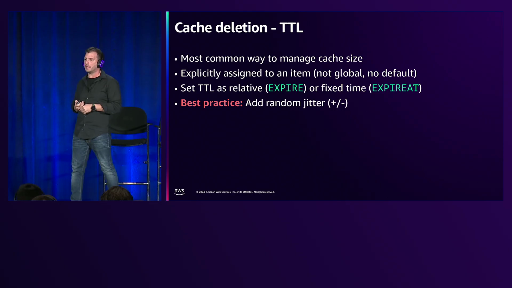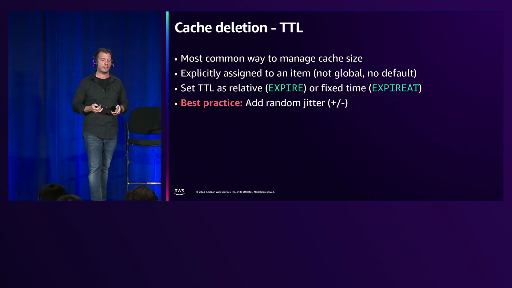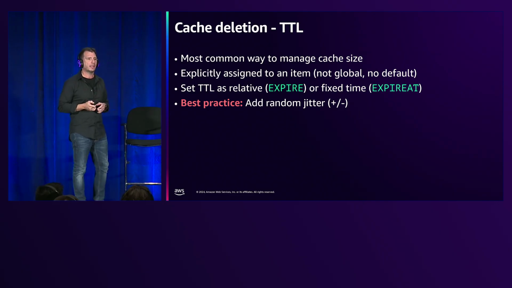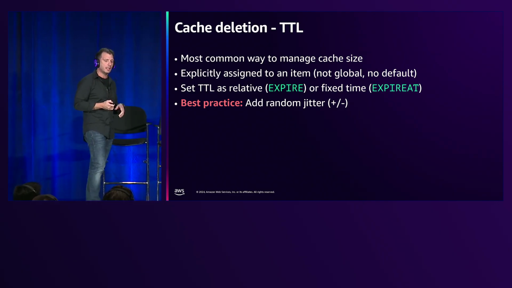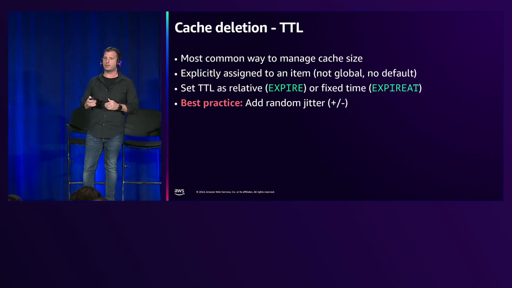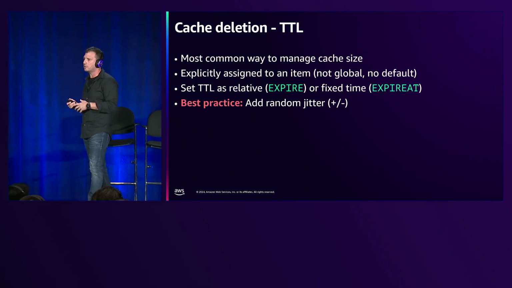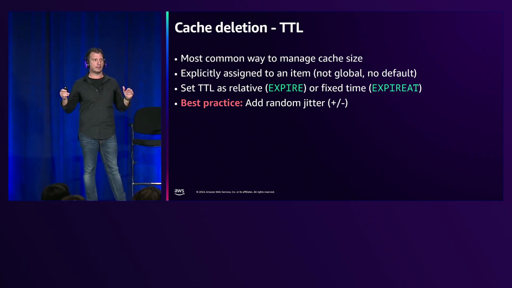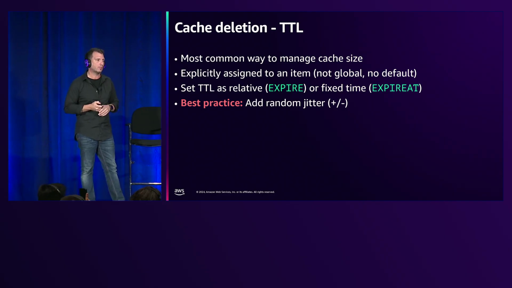And if you are using ElastiCache Serverless for caching, it's very common to use time to live to manage your cache size. When you define the time to live, it's per item and not global. We also recommend using either the relative option or the fixed option for deletion. But the most important is to use random jitter, so you can spread the deletion across multiple different sliding windows and not put all the deletions at once and put more pressure on the ElastiCache servers.